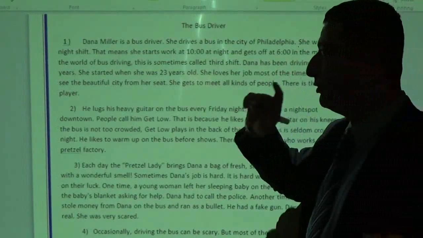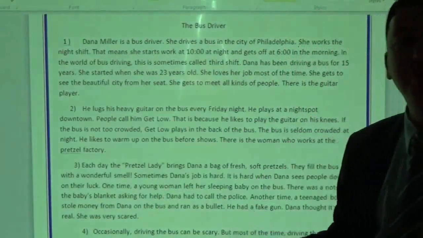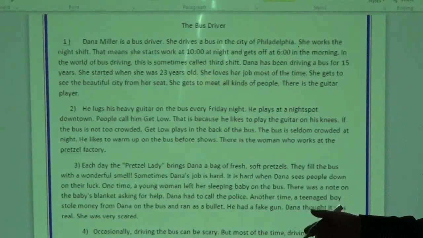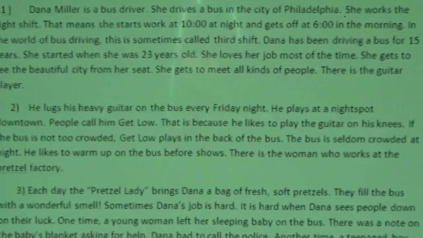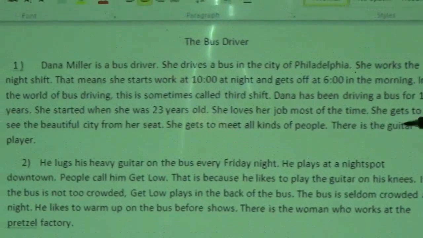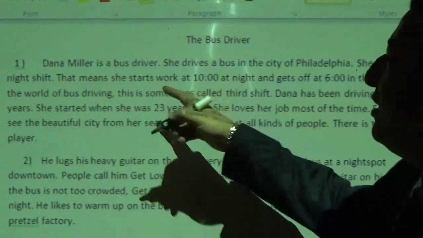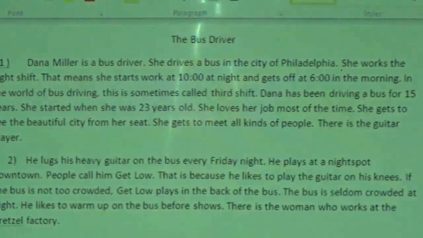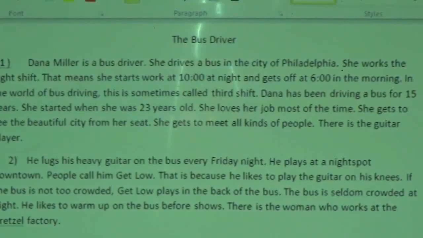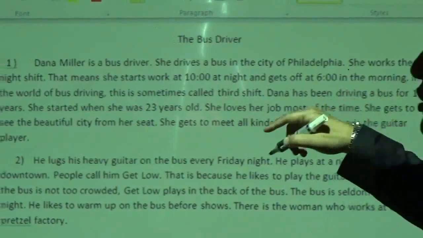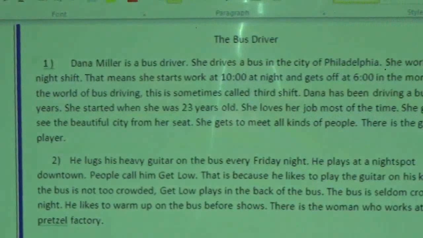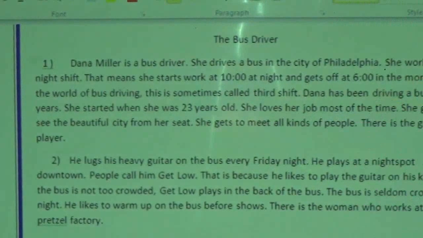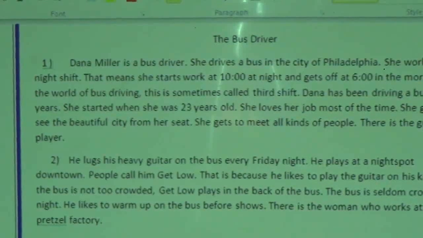The bus driver. I'm going to read it to simplify the words to you. Dana Miller is a bus driver. She drives a bus in the city of Philadelphia. She works the night shift, okay? That means she starts work at 10 at night and gets off at 6 in the morning. In the world of bus driving, this is called third shift, okay? Dana has been driving a bus for 15 years. She started when she was 23 years old.